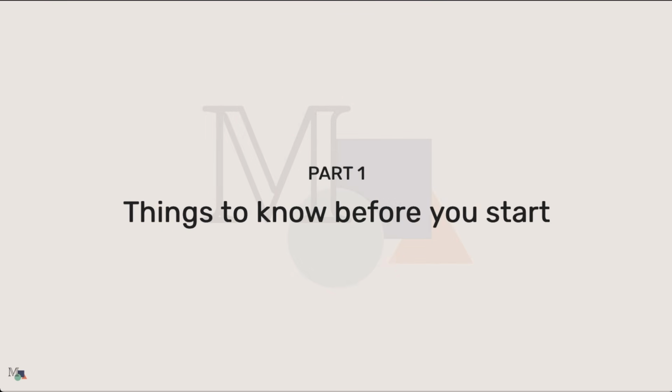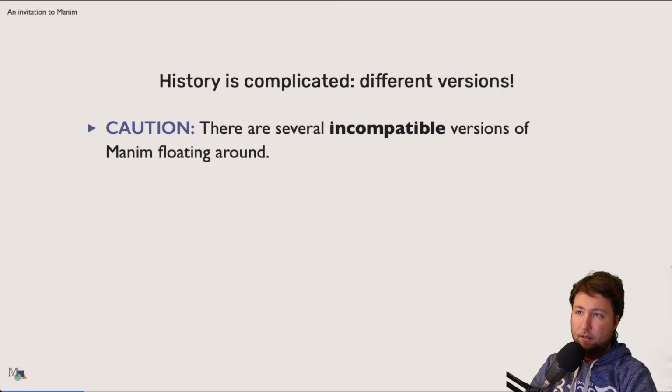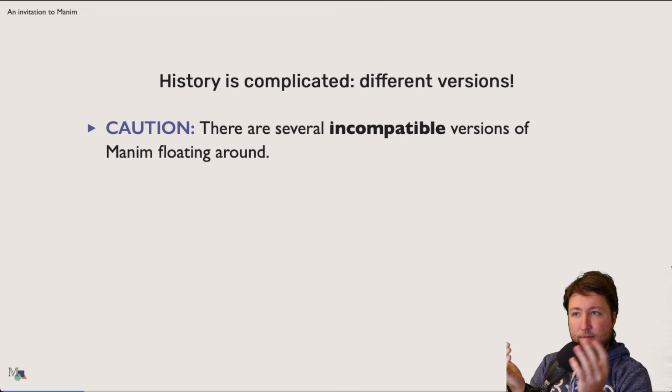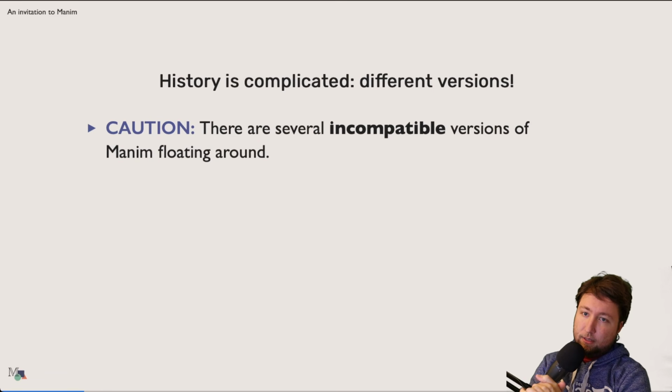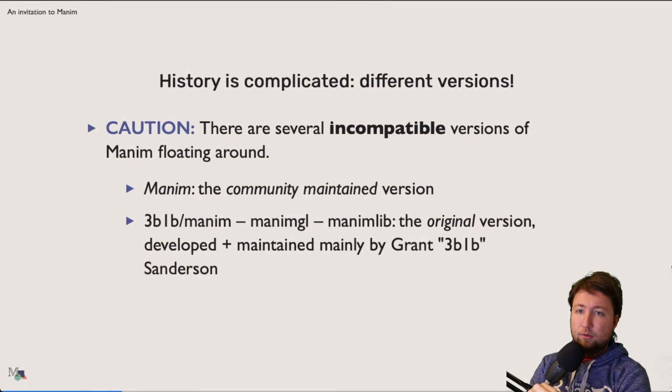The first part is about important things you should know before you start. So probably the most important thing to know when you're getting started with Manim is that there is not one single version, but there are multiple incompatible versions of Manim floating around. And it's quite easy to get lost in some outdated tutorial or something that uses the old version instead of the one they should be using, namely the community maintained version.